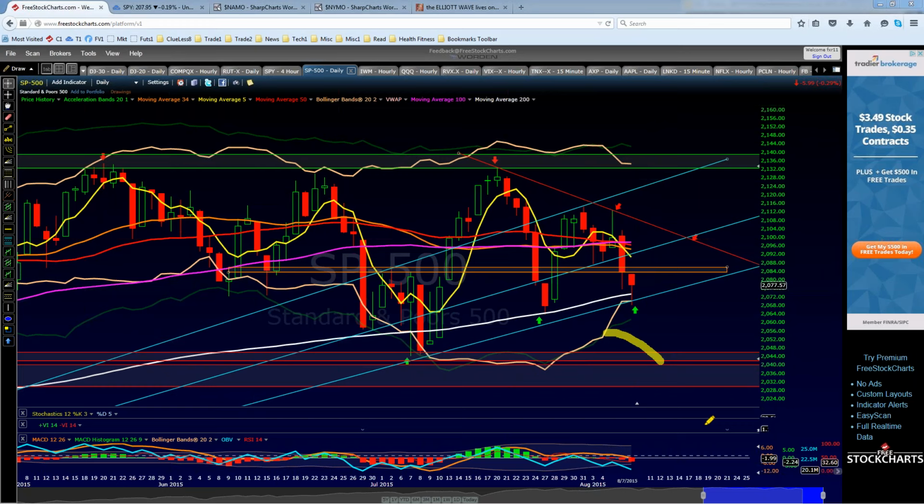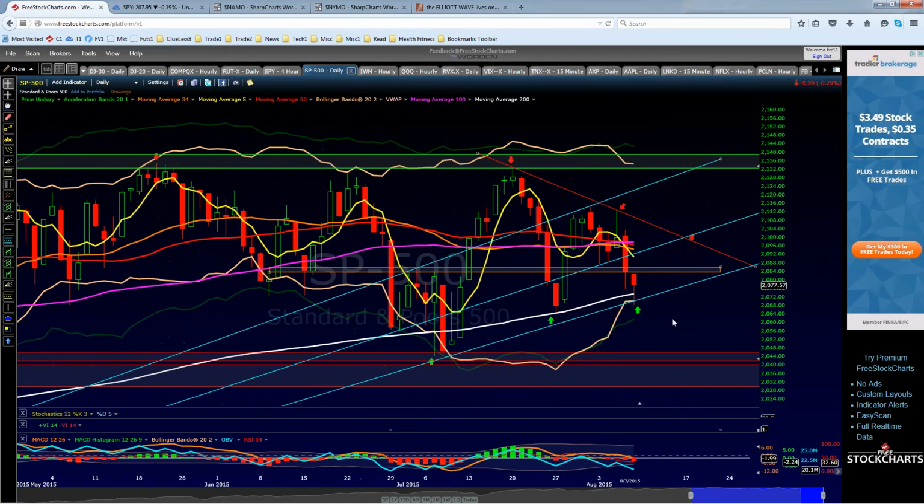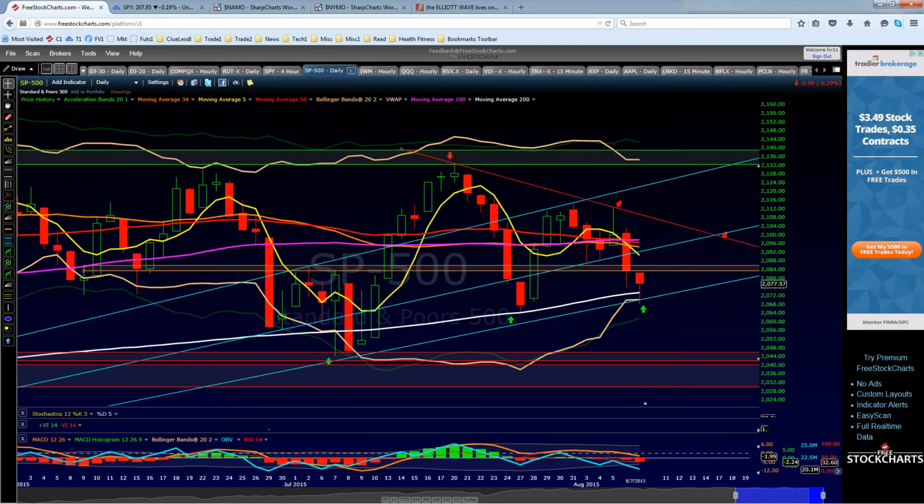Okay, so because they're compressing, it's showing that our range is tightening. That's right, the range is tightening, which should mean it should resolve to the upside. It should resolve above the red line. Basically you have what I showed you guys on the thing.